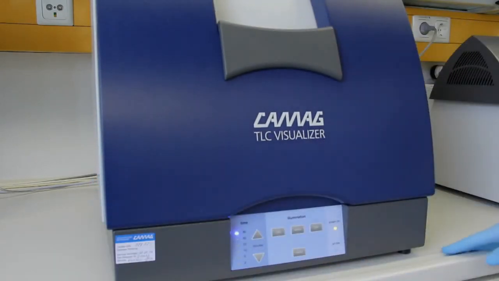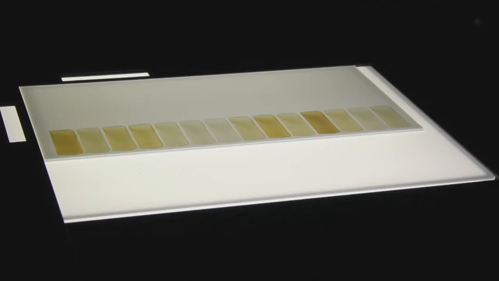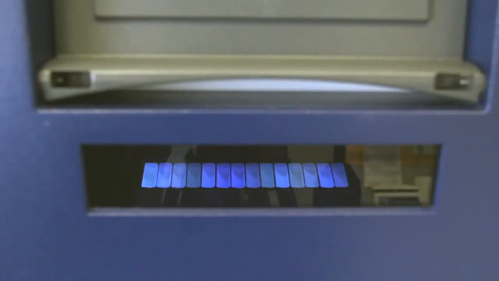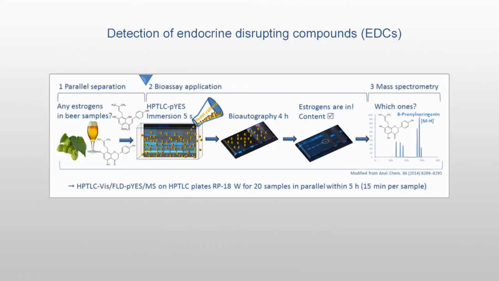The analytes were fronted, eluted and separated, but not yet visible. However, the beer sample matrix was clearly visible due to its brown color, which remained distributed over the starting rectangle, or because of its blue fluorescence at UV 366 nanometer. After step 1, the parallel separation of the beer samples, step 2, the bioassay application, followed.